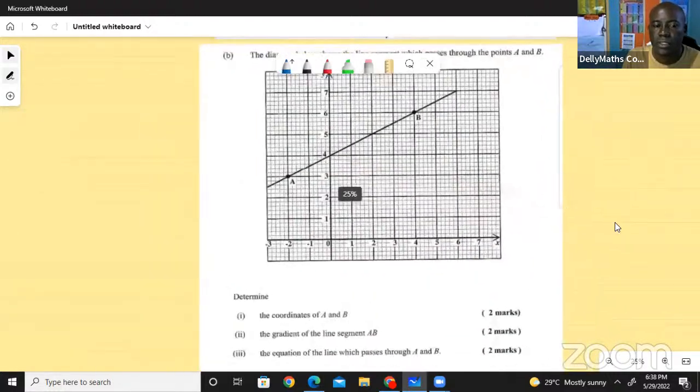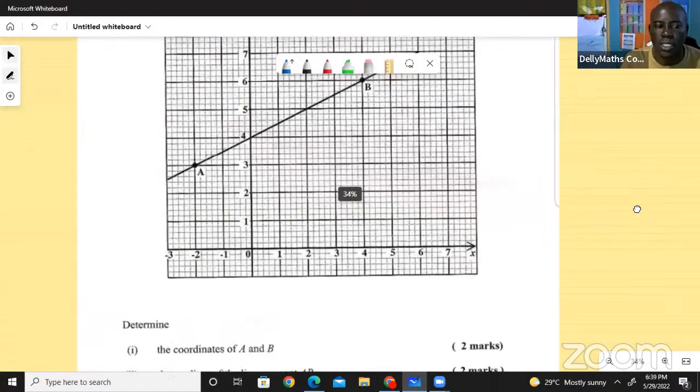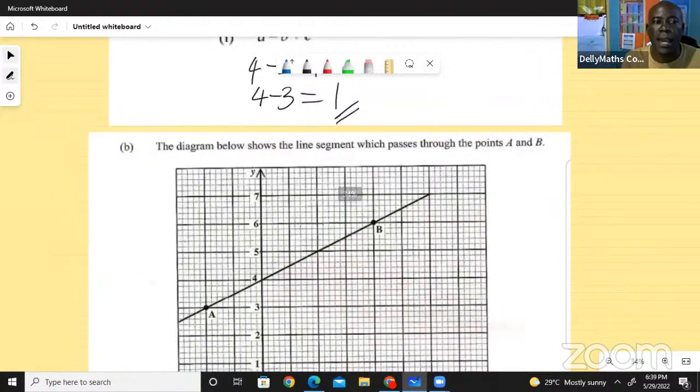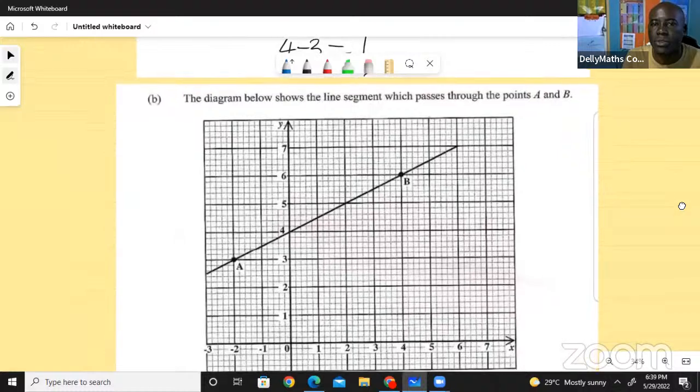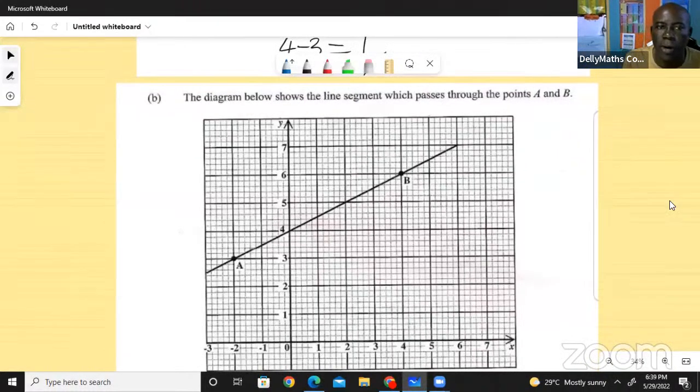All right. So the question here is a nicely done coordinate geometry question. It reads, the diagram below shows the line segment which passes through points A and B. So you're seeing the points A and B that the line segment actually passes through. That's A and that's B right there.